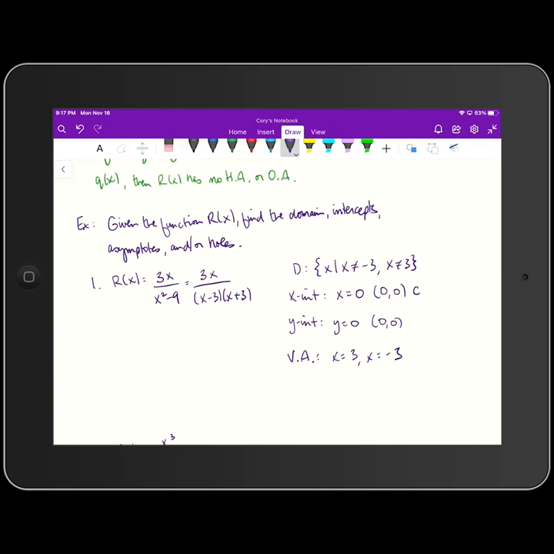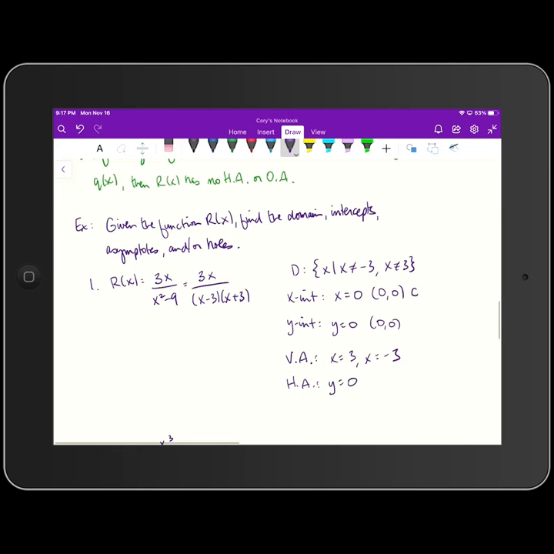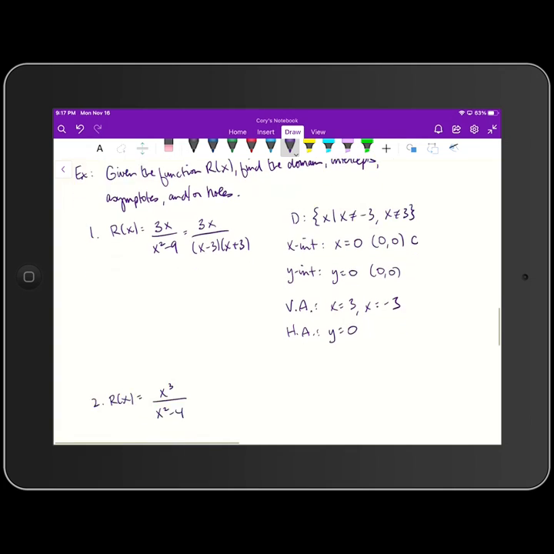Okay, now if we want to find the horizontal asymptote, and this function does have a horizontal asymptote, we are going to compare the degree of the numerator to the degree of the denominator. The degree of our numerator is 1. The degree of our denominator is 2, so the degree of the numerator is less than the degree of the denominator, which makes this rational function proper. And if the rational function is proper, then it has a horizontal asymptote at y is equal to 0.